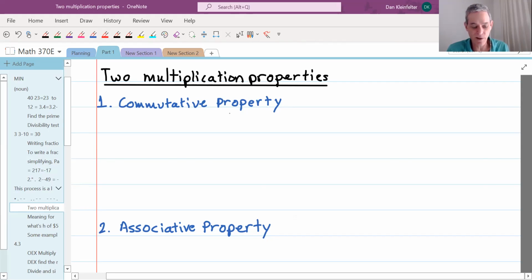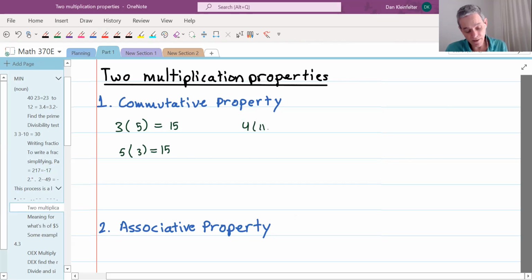What is its behavior? Okay, so the commutative property says that if you multiply 2 numbers together, it doesn't matter which one comes first. So 3 times 5 is 15, and 5 times 3 is also 15. 4 times 11 is 44, and 11 times 4 is 44.